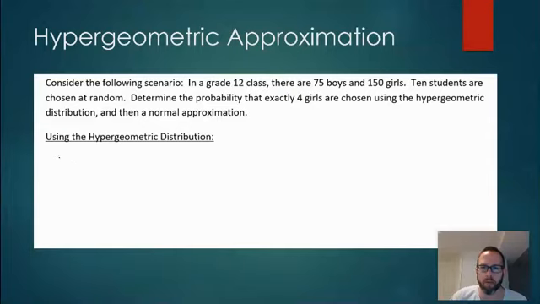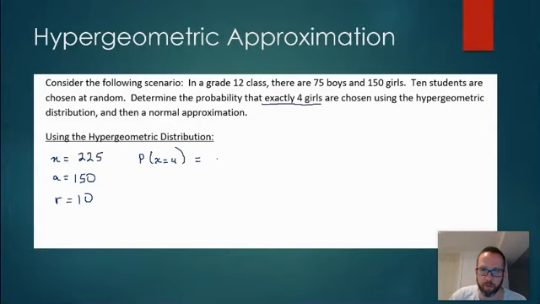So we have, in a grade 12 class, 75 boys and 150 girls, so 225 in total. Now we are looking for the probability that girls are chosen. In this case, we're considering girls to be a success, 150, and we are choosing 10 at random, so R equals 10. So, the probability that exactly 4 girls are chosen.